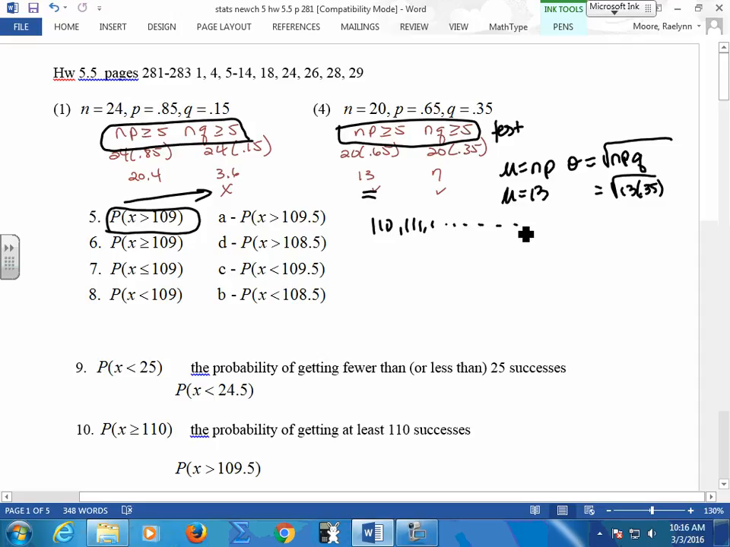Our rule is you take the lower one, you drop it 0.5 down. So this will become 109.5. You take the higher one, you bring it 0.5 up. We don't have a higher one in this case. We just have a lower one. So then we just rewrite the statement to say this.